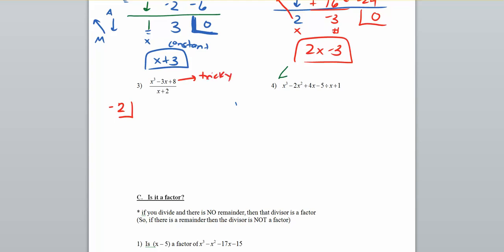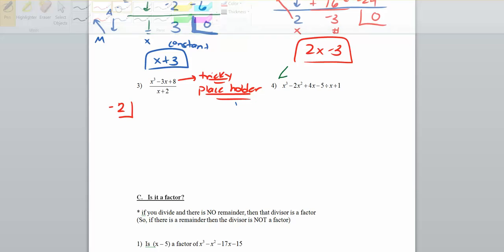Again, just like before, it was tricky because I had to put a 0x squared in for my long division. I have to make sure I have a placeholder for anything that I'm missing. If you don't, the problem's going to be wrong. So please be careful when you do this, and please be careful to put in placeholders, meaning I have 1x cubed. I don't have any x squared terms. So since I don't have any x squared, I have to put a 0 in. I have minus 3 for my x term and 8 for my constant term.